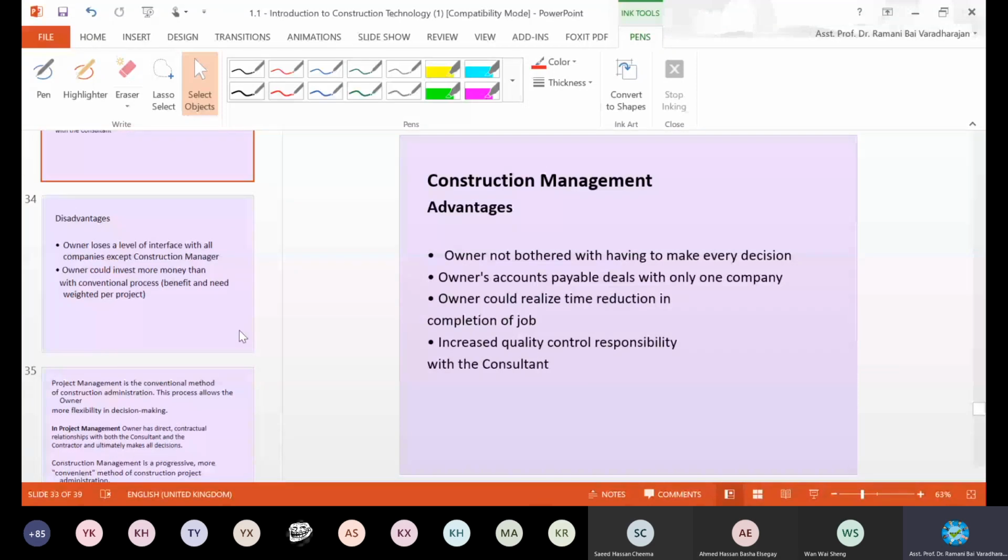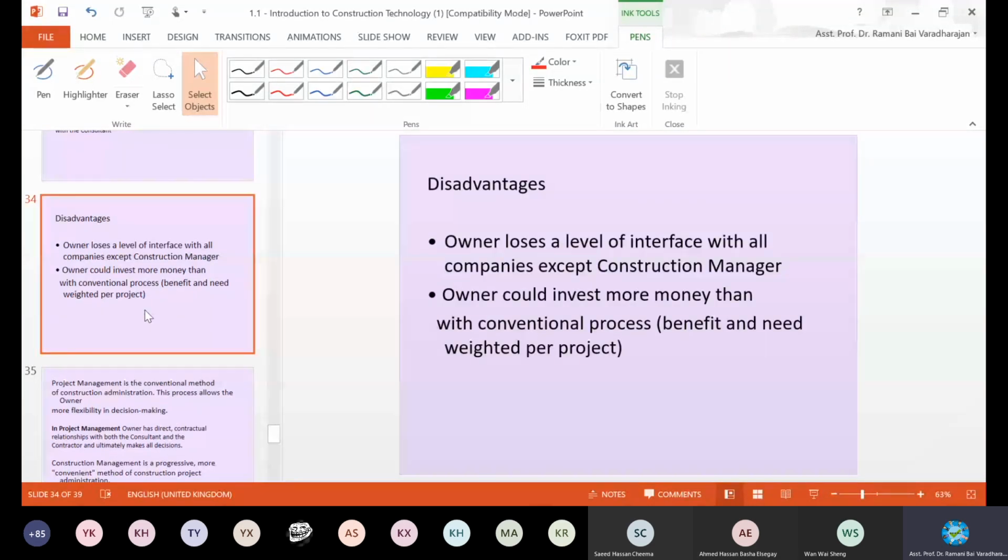Later we'll continue. The disadvantage of construction management is that the owner loses a level of interface because he is at the top. All other subcontractors are doing the work, so he lost the control. The owner could invest more money than with the conventional process. Benefits and need are weighed per project. His role is very limited in construction management. He cannot expect more benefit or saving out of the project because other parties will be taking the final decision, testing, and choosing materials and so on. So there is not much saving compared to project management.